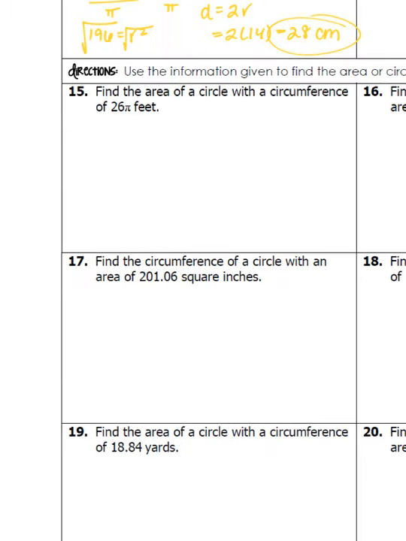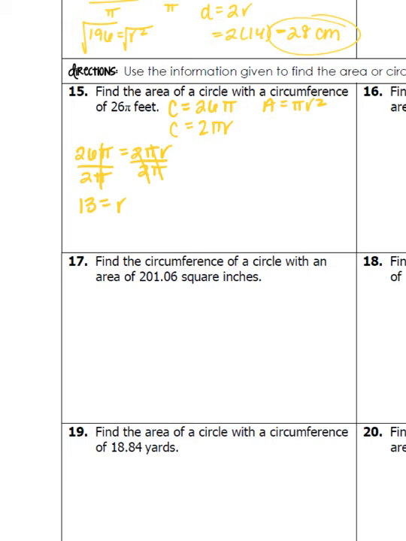Find the area of a circle with a circumference of 26 pi feet. So the circumference is equal to 26 pi. And area is equal to pi r squared. So in order to find the area of a circle, we need to know the radius. So I need to use this formula to find the radius. Now, we know that the circumference is 26 pi, so we're going to set 26 pi equal to 2 pi r, dividing both sides by 2 pi. The pi's cancel out. I get 26 divided by 2, which is 13 for the radius.